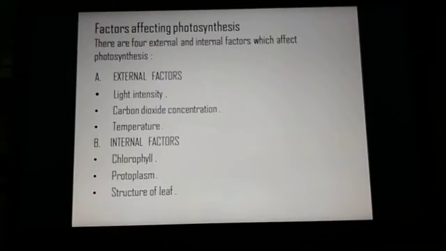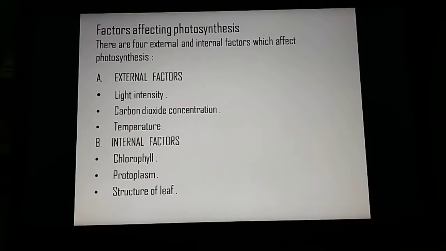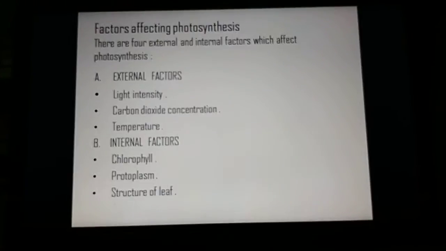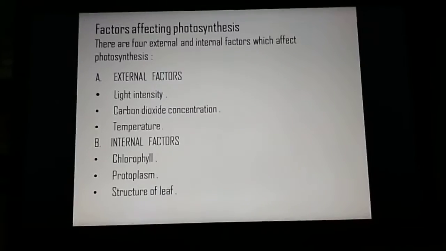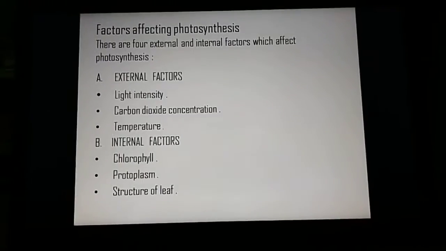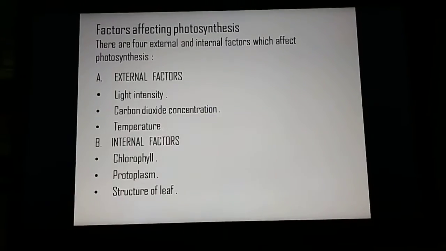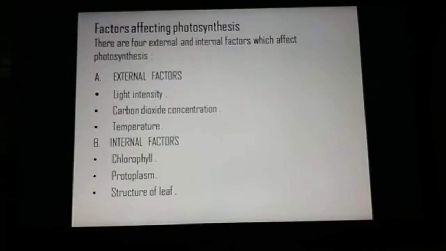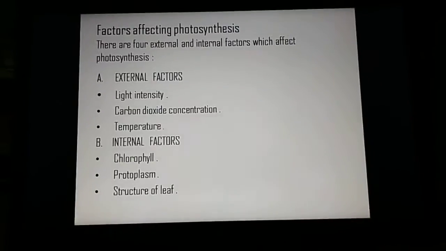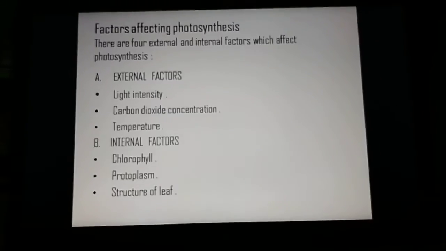Now, third, temperature. With the rise in temperature, the rate of photosynthesis rises. This rise occurs up to an optimum temperature of 35 degrees Celsius, after which the rate falls and stops above 40 degrees Celsius. At this uppermost limit, the enzymes are destroyed. A rise of 10 degrees up to the optimum temperature doubles the rate of photosynthesis.